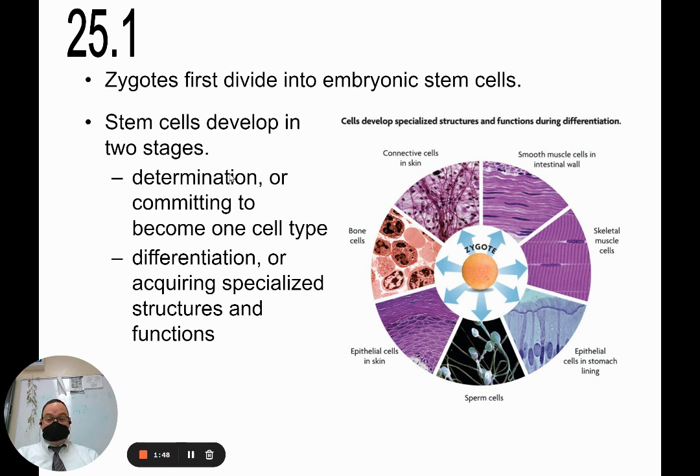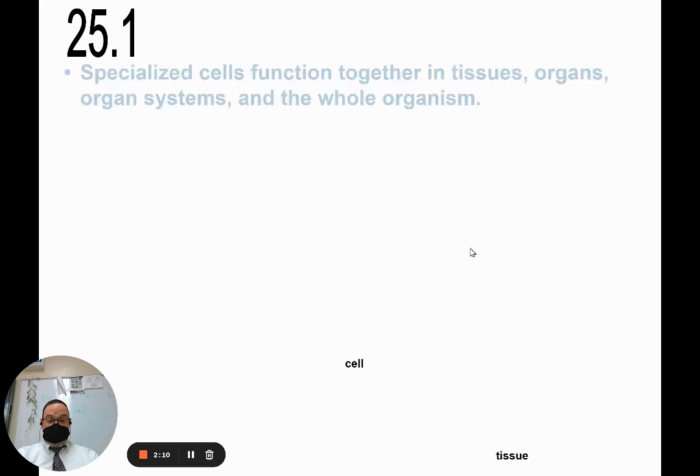After you do the determination part, you do differentiation, where you specialize. You get specialized structures that are specific to the function of that cell. So you determine, which gives you a narrowing of the possibilities of your specialized cells, and then you differentiate, which is very, very specific as to what that cell could be.